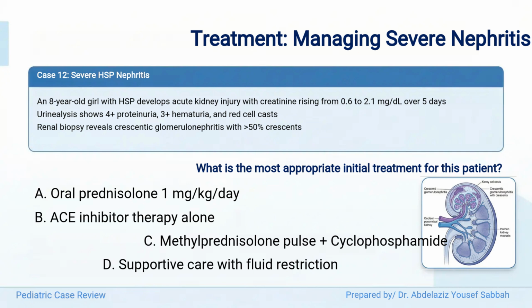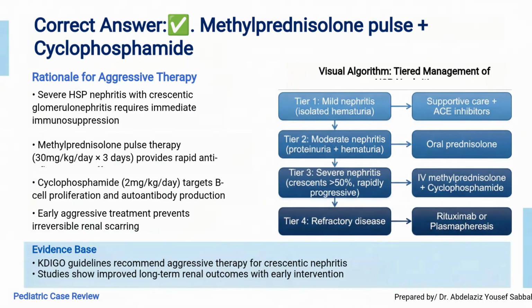Option A. Oral prednisolone 1 milligram per kilogram per day. Option B. Angiotensin-converting enzyme inhibitor therapy alone. Option C. Methylprednisolone pulse therapy combined with cyclophosphamide. Option D. Supportive care with fluid restriction. The correct answer is option C. Methylprednisolone pulse therapy combined with cyclophosphamide.